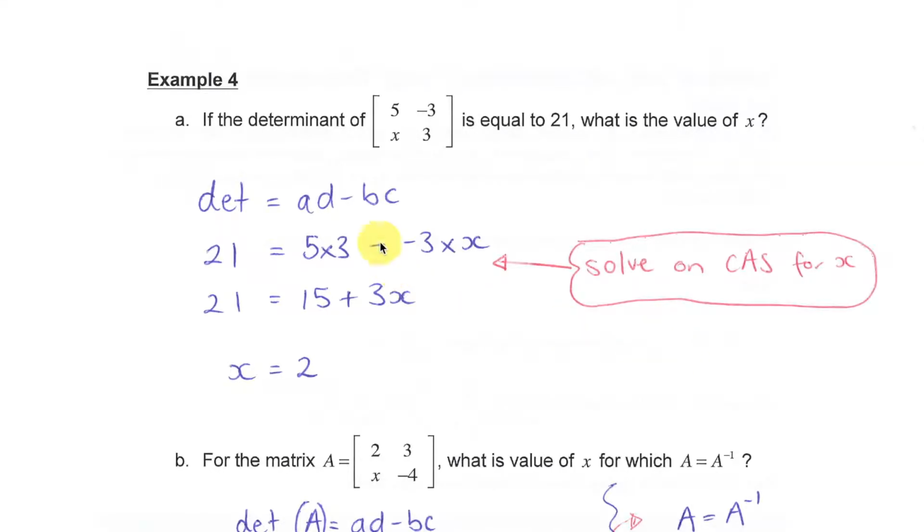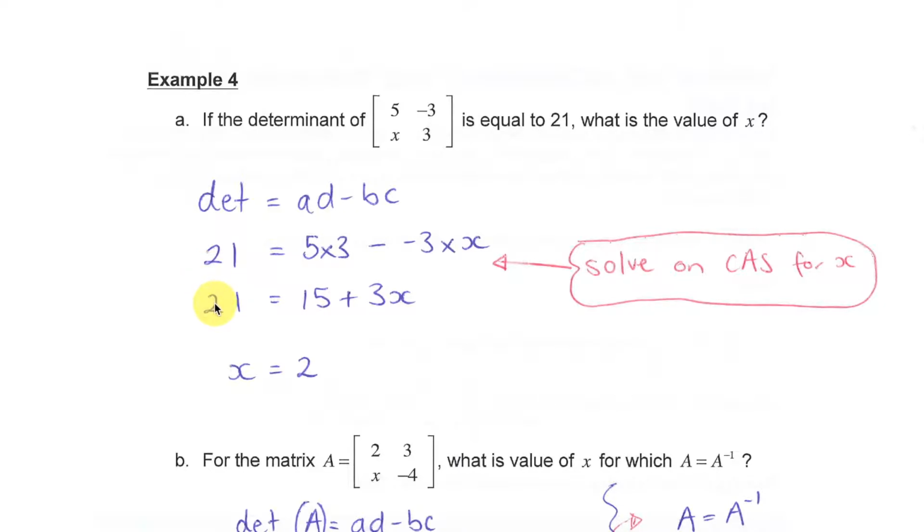All right, example 4. We've got a matrix and all the elements are known except for the bottom left-hand corner where we've got an x. We know the determinant is equal to 21 and we have to work out what the value of x is. So the determinant of this matrix is going to be 5 times 3 minus x times negative 3. And so I've got my workings in there for the determinant. I also know from the question that it's equal to 21, so the 21 goes here.